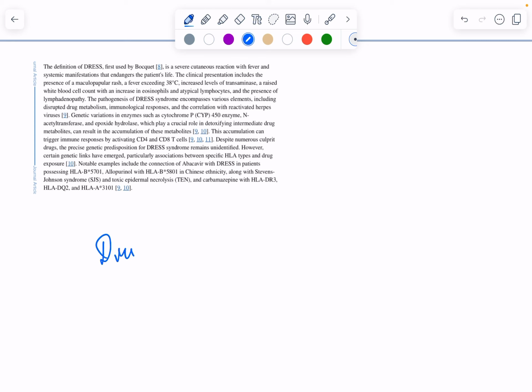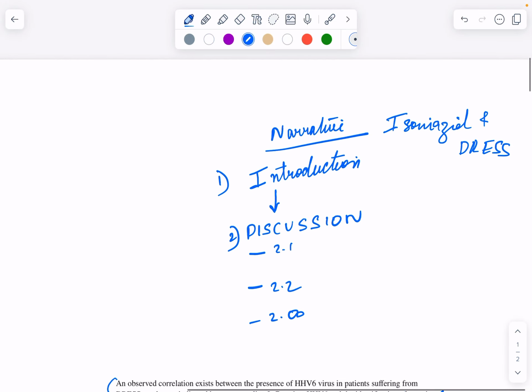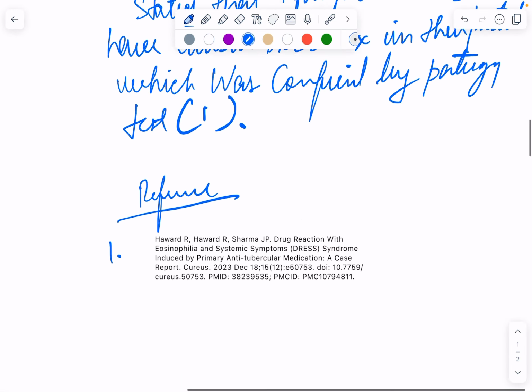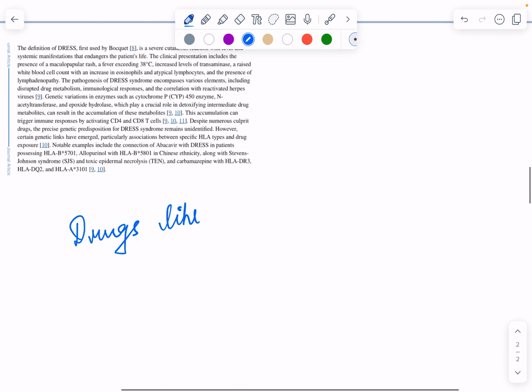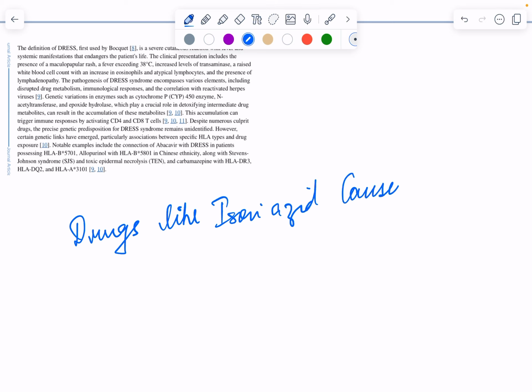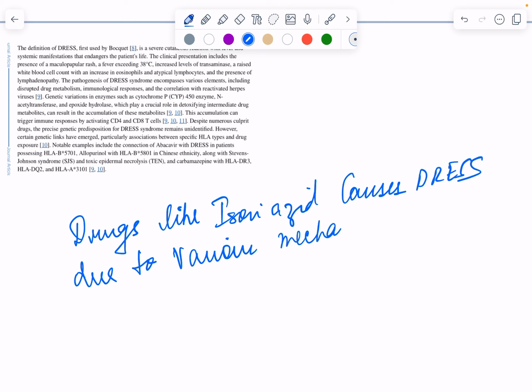So because my topic, what I've selected to review, as I mentioned here, is isoniazid, make it into your topic. So drugs like isoniazid cause stress due to various mechanisms. And see genetic variations. They're saying about some genetic variations. Then they're talking about CD4 and CD8 involvement. Then they're saying genetic links are approached with certain drugs.